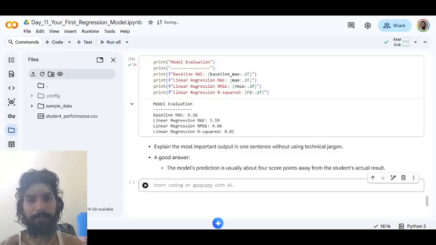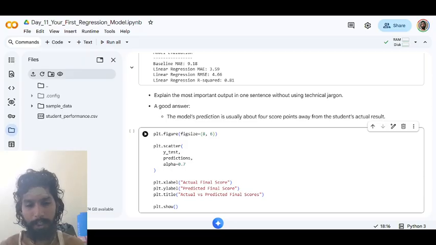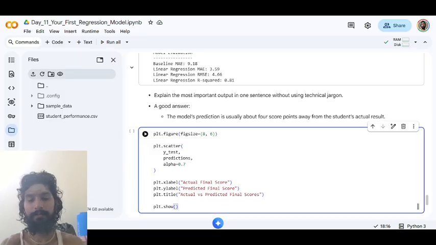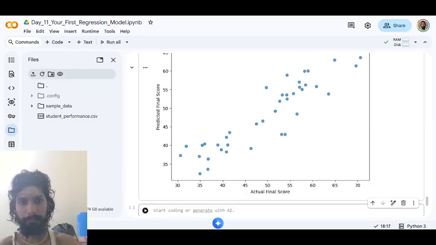Let us create a visual comparison. Before running the cell, predict what each point will represent. Each point represents one student in the testing data. The horizontal position shows the student's actual score. The vertical position shows the model's predicted score. Run the cell. A basic scatter plot helps us compare predictions, but it would be even more useful to add a perfect prediction line.